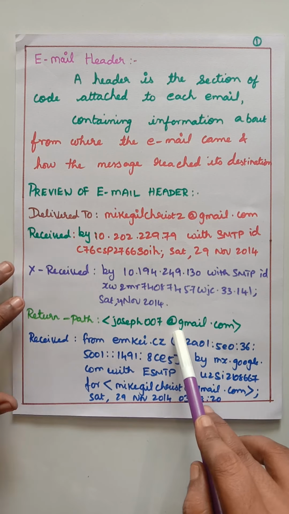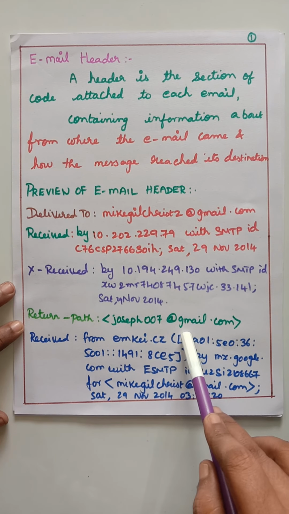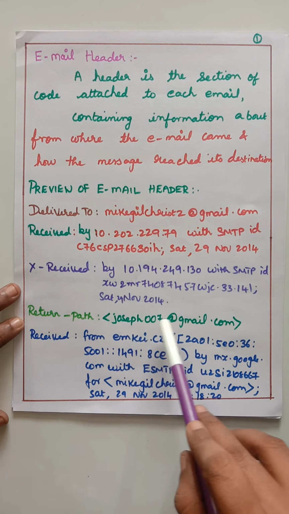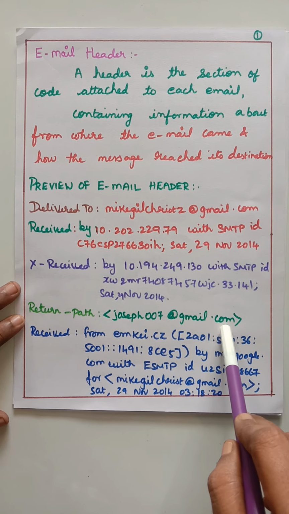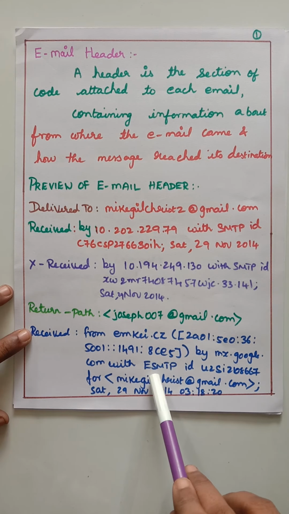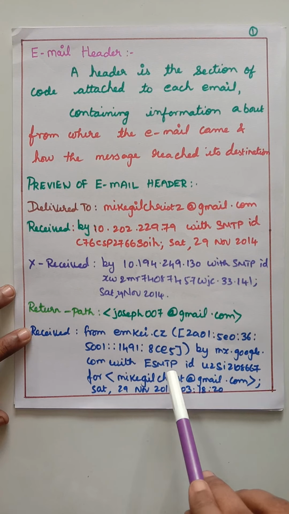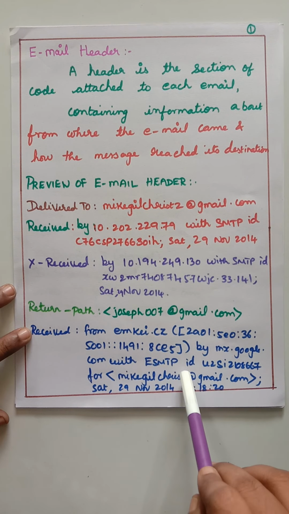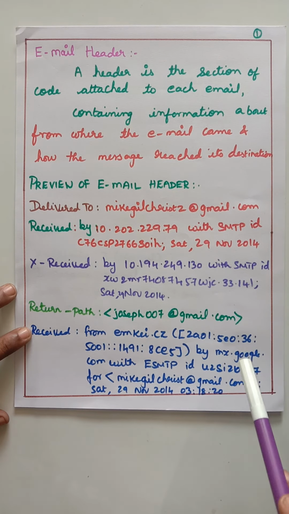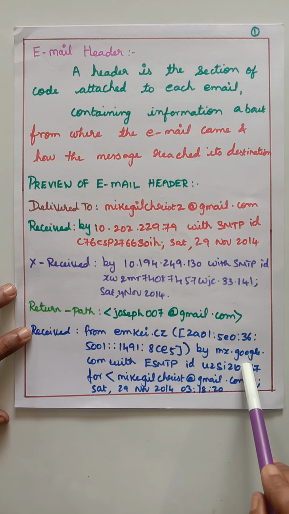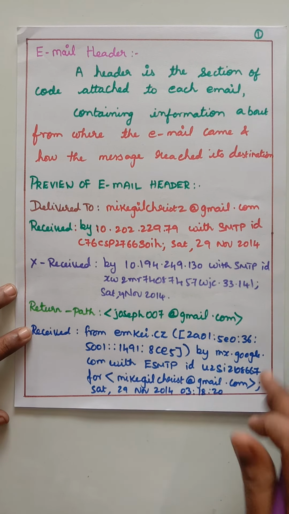And the next one is Return-Path. Return-Path is nothing but the source address, source 1 address. And Received is nothing but through which Google server you are sending it. Since this is a Gmail server, you are sending it through the Google server. That is the information given here.